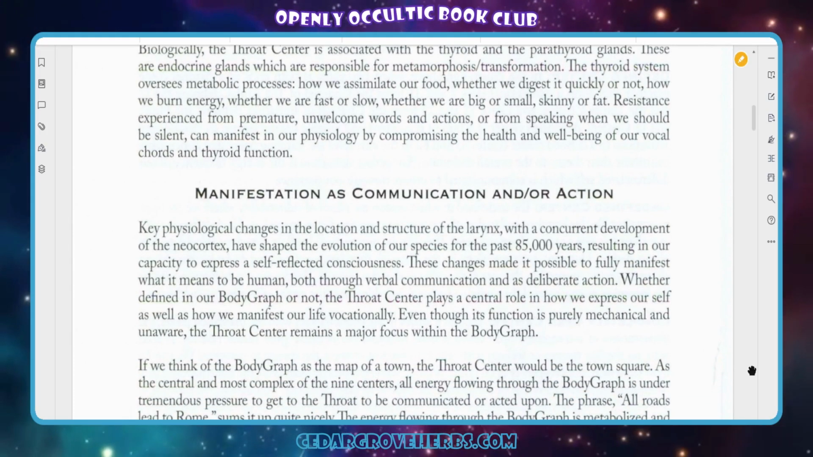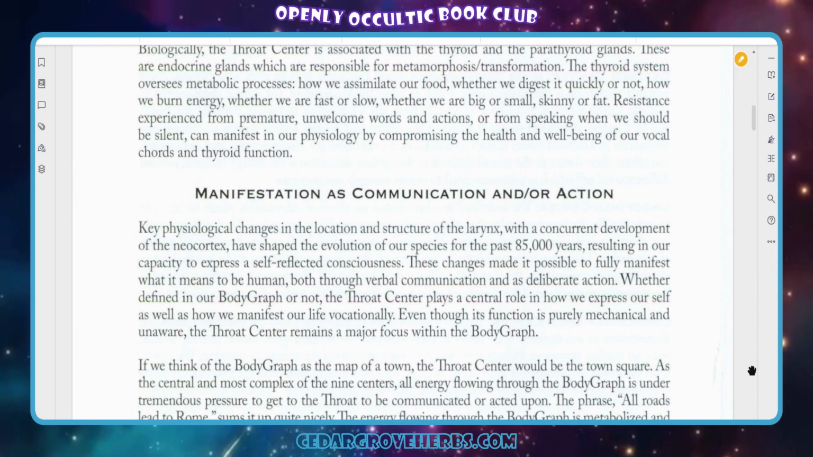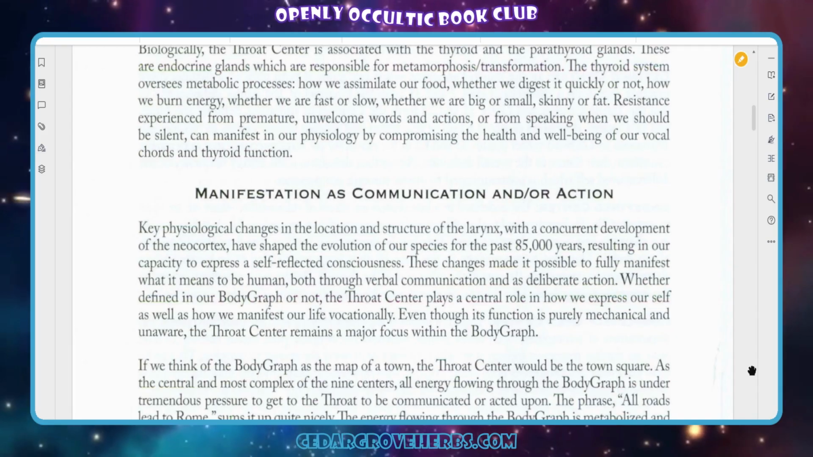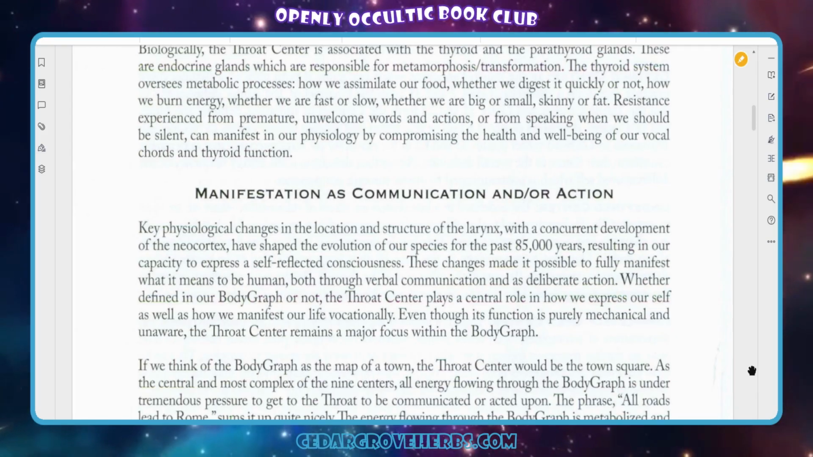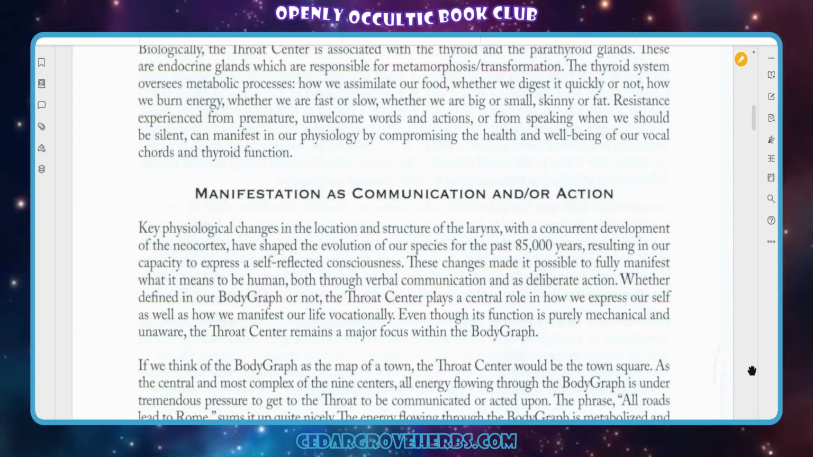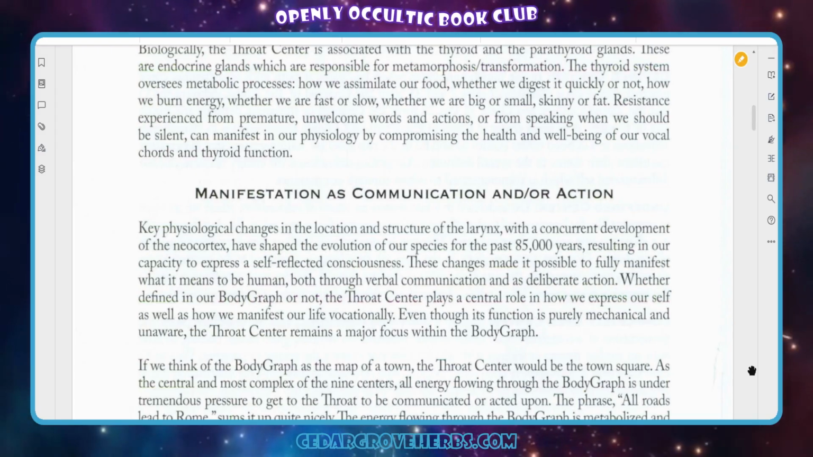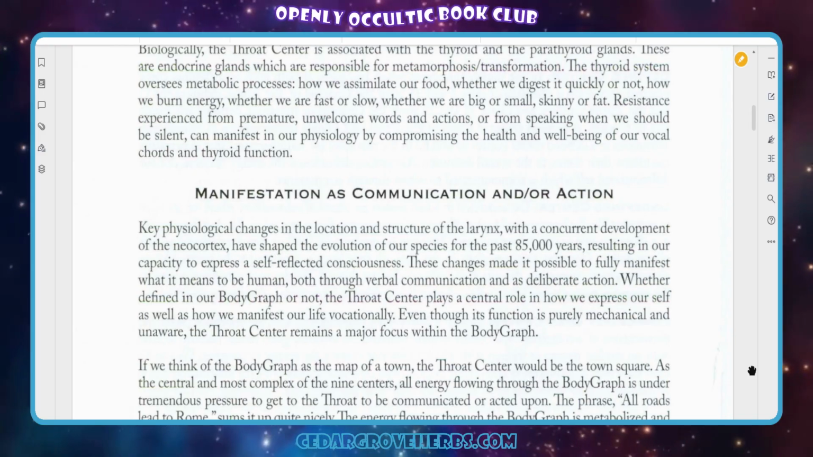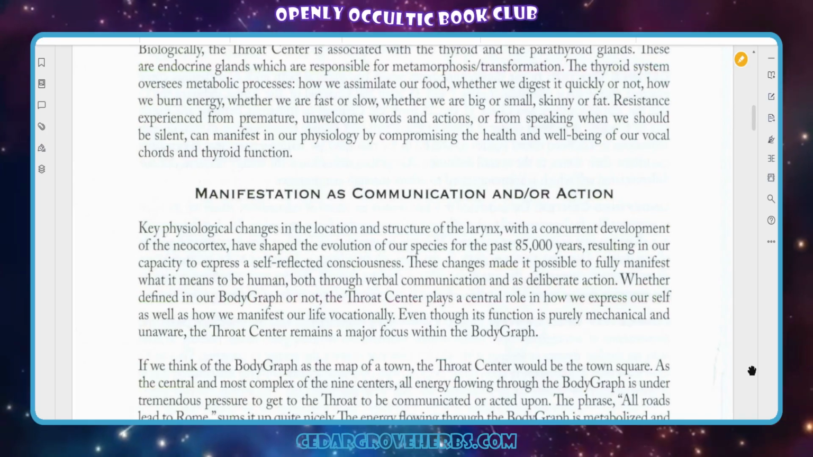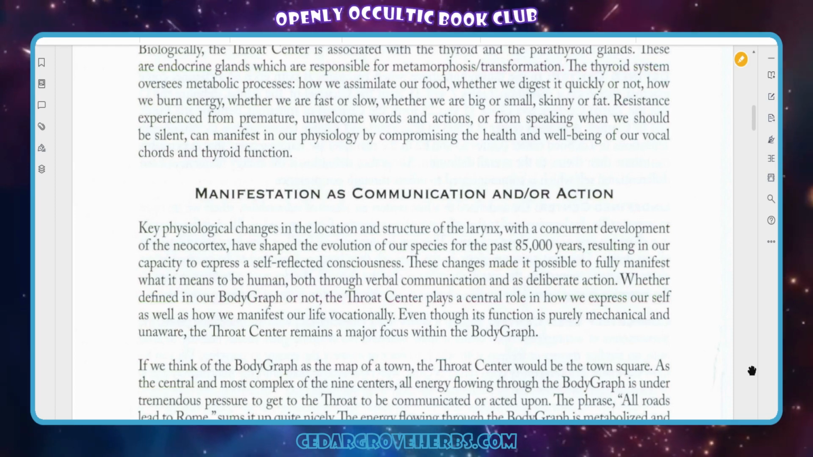Key physiological changes in the location and structure of the larynx, with a concurrent development of the neocortex, have shaped the evolution of our species for the past 85,000 years, resulting in our capacity to express a self-reflected consciousness. These changes made it possible to fully manifest what it means to be human, both through verbal communication and as deliberate action. Whether defined in our body graph or not, the throat center plays a central role in how we express ourself as well as how we manifest our life vocationally.